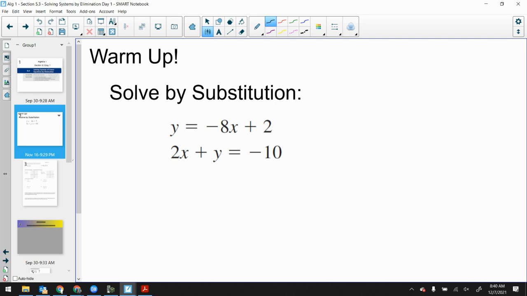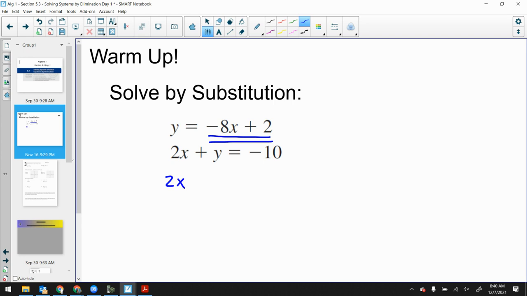So we got this warm up here. If you're playing along at home, pause and then play whenever you're ready. So again, we just said this is set up for substitution because one of the variables is already solved for. This y is equal to negative 8x plus 2. So what we're going to do is take out y from the second equation, and in its place, we're going to put negative 8x plus 2.